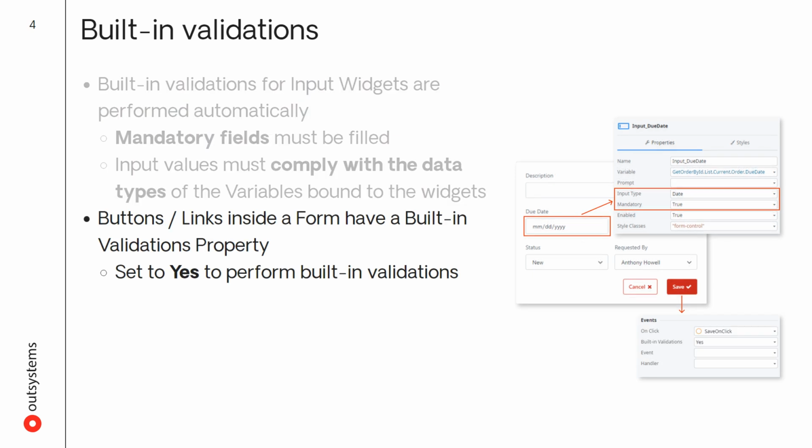When we have a form with multiple input fields, alongside a button or link that we can click to submit our data to the database, it is quite easy to set the built-in validations. The button or link has a property called built-in validations that we can set to yes or no, like we can see in the example. By setting the property to yes, OutSystems will perform the built-in validations.